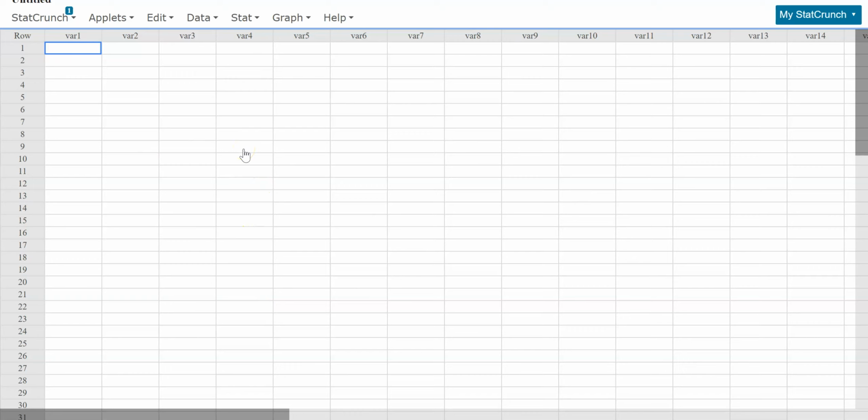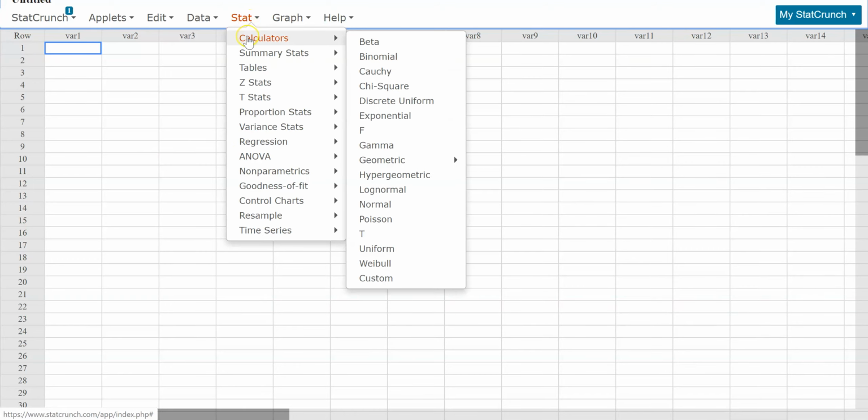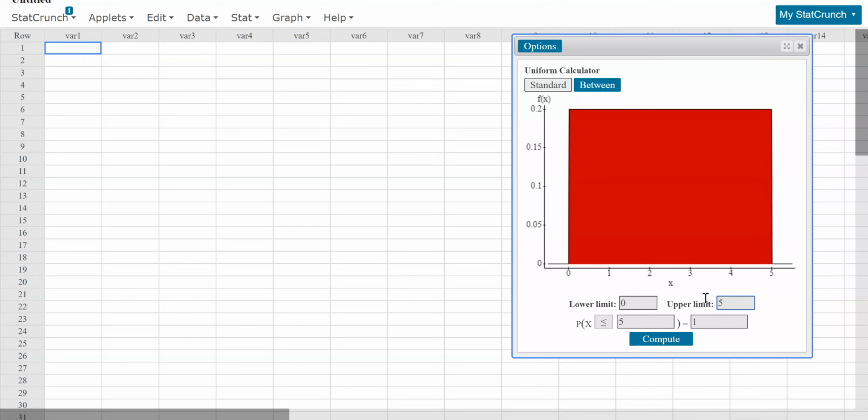Again, if you want to calculate a probability, we're just going to go to Stat, and we're going to go to Calculators. Then I need to find the calculator for the distribution I'm working with. In this case, we're doing a uniform distribution, so I'm going to hit uniform. There's the rectangular shape. Now they want to know what's the lower limit and upper limit. So these would be the wait times. I could wait 0 minutes, or I could wait a maximum of 5 minutes.